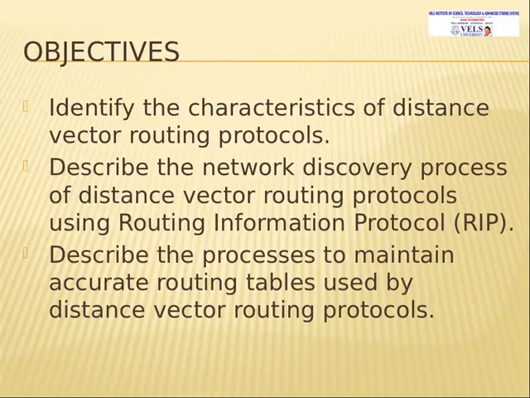The objective of the first routing protocol is that the characteristics of the distance vector routing protocol will be identified, and next it describes the network discovery process of distance vector routing protocols. The example for the distance vector routing protocol is RIP, and then it describes the process to maintain the accurate routing table. The routing table is maintained by each router. Based on the routing table only it will send a packet.